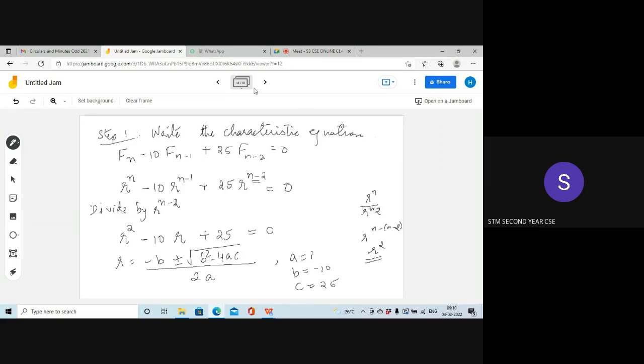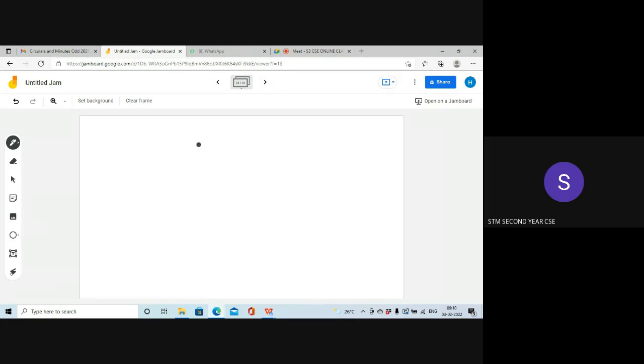How many roots? You got r is equal to 5, comma 5. You will get 2 roots, and the 2 roots are the same. One root is r1 is 5 and r2 is also 5. The order of the equation was 2, so you will get 2 roots, and the 2 roots are the same.